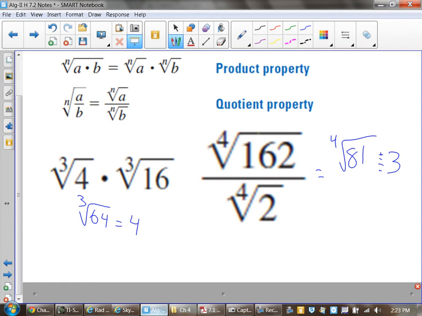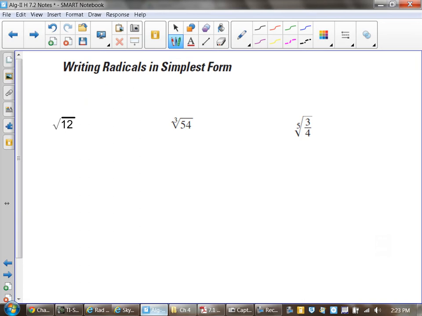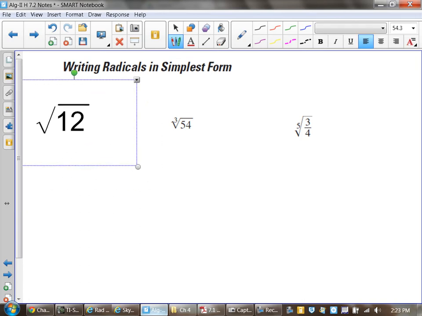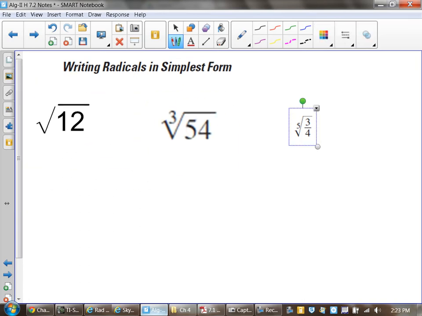All right. All right. Again, going to simplified form.